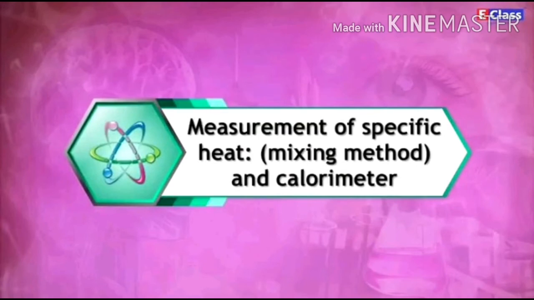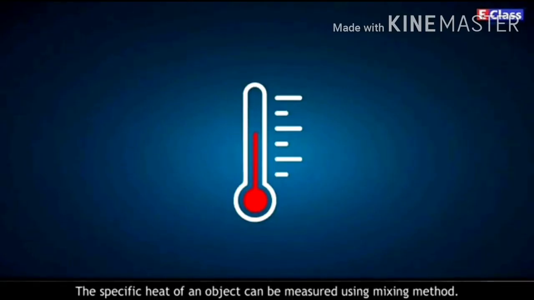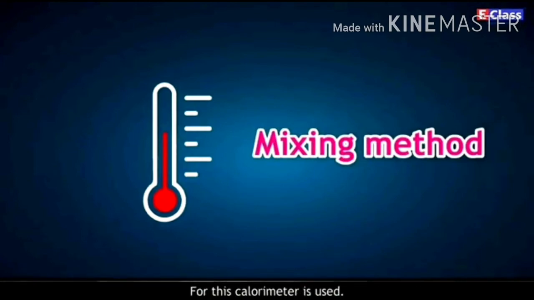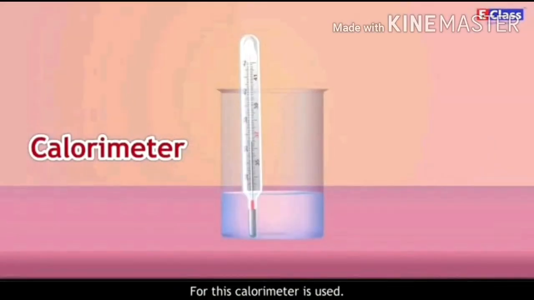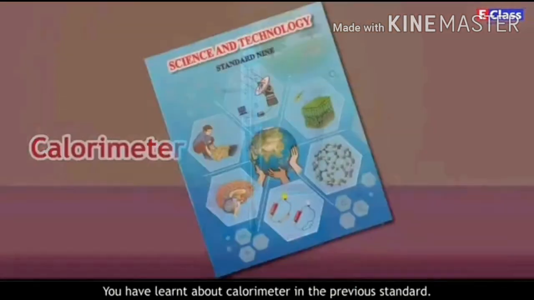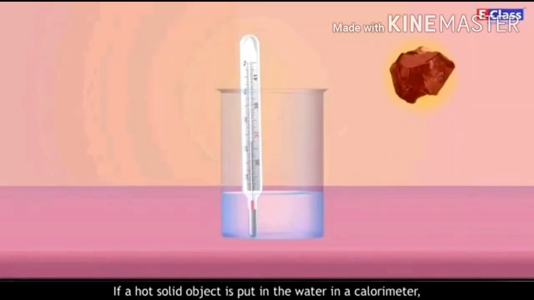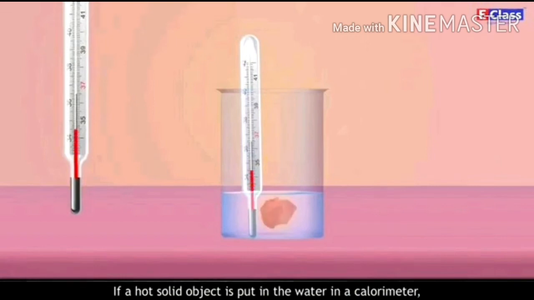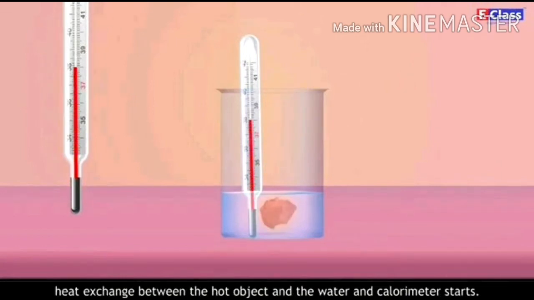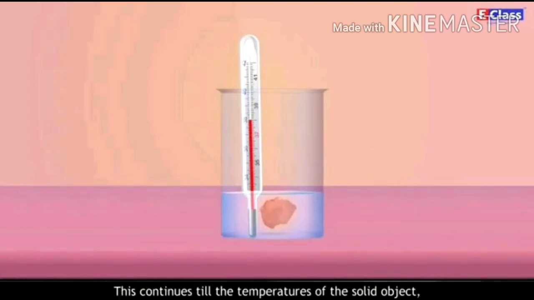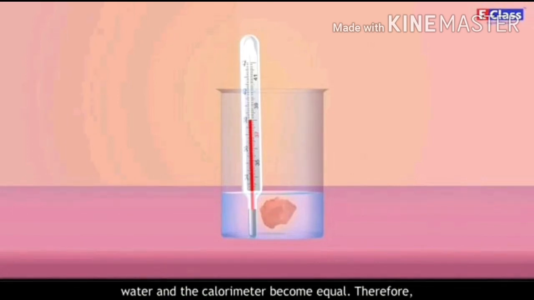Measurement of specific heat by mixing method and calorimeter. The specific heat of an object can be measured using the mixing method. For this, a calorimeter is used. You have learnt about calorimeter in the previous standard. If a hot solid object is put in water in a calorimeter, heat exchange between the hot object and the water and calorimeter starts. This continues till the temperatures of the solid object, water and the calorimeter become equal.